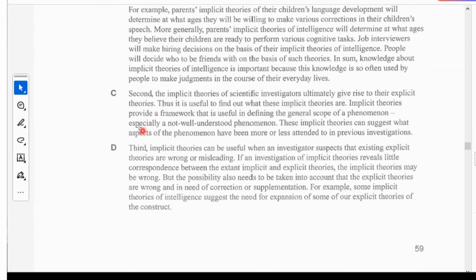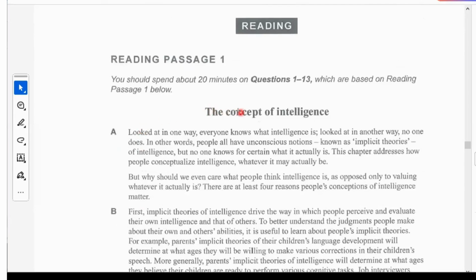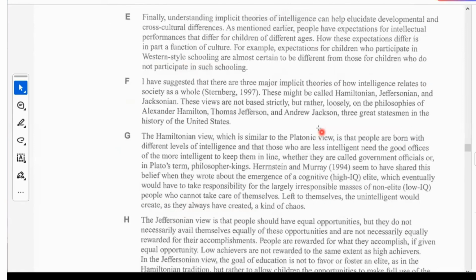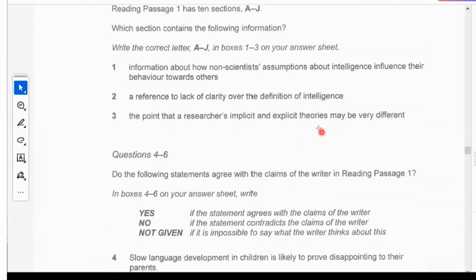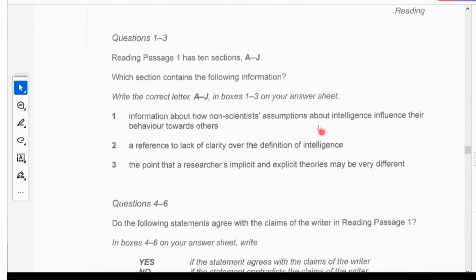So this is the first passage, passage 1. The title is The Concept of Intelligence. You see this passage is a very long passage. I'm not reading the passage. I'm not starting by reading the passage. I'm going to the questions.